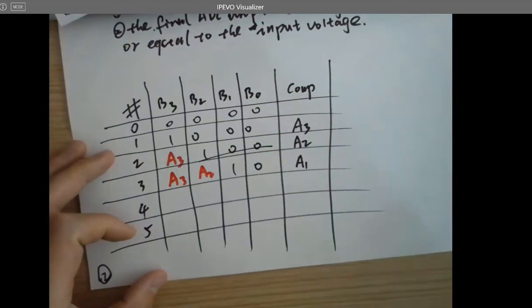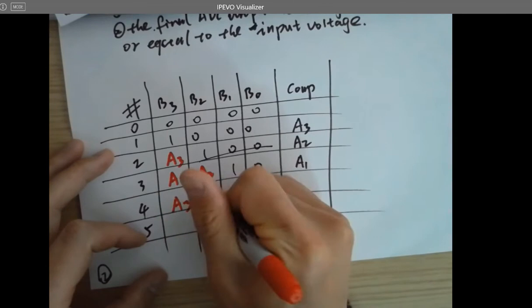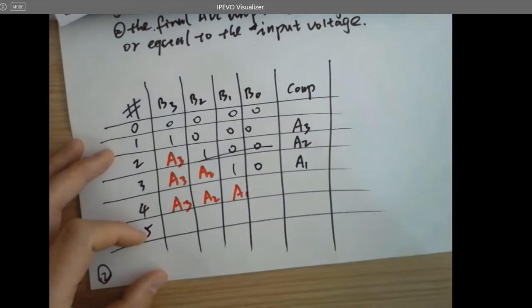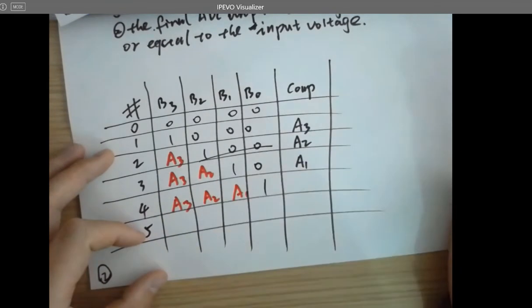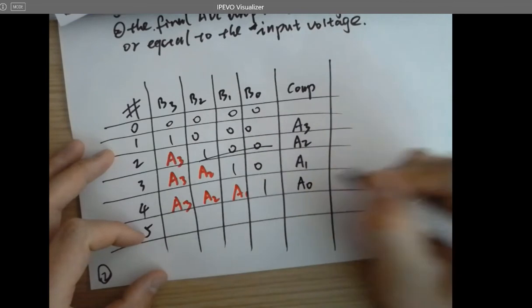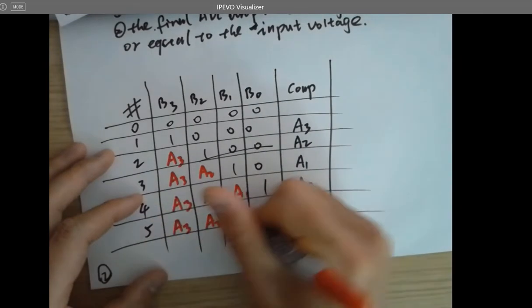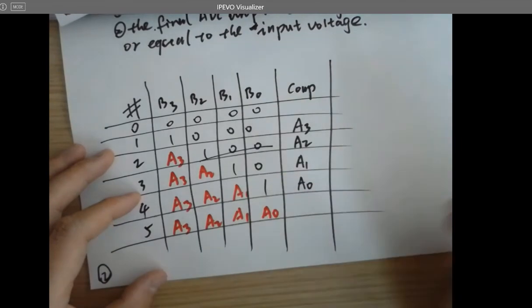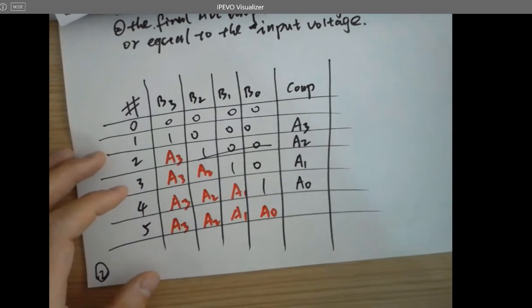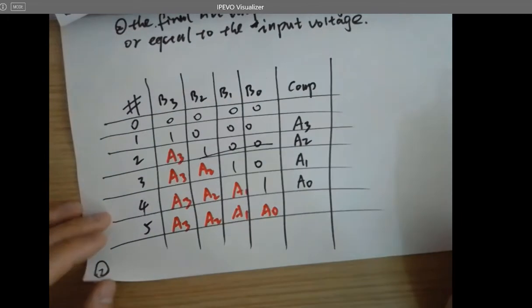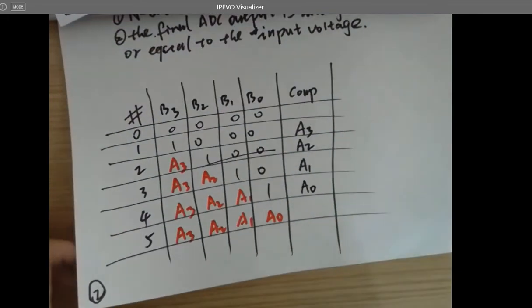What's next? Give you another comp. So the final result is just the combination of the comps. Is that clear? All right.